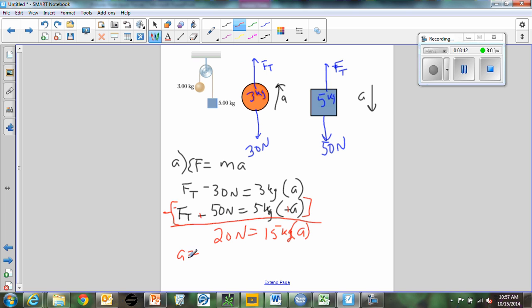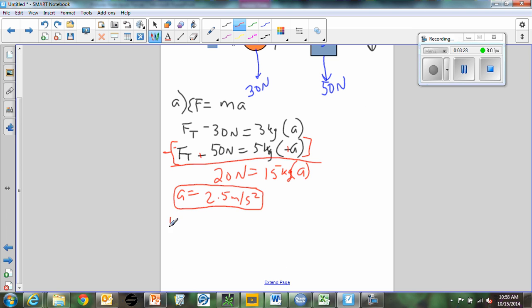Divide both sides by 15, and you get A equal to 2.5, I do believe. Let me check my answer on that. Yeah, 2.5. Remember, when you check your answers in back of the book, since we're using 10 meters per second squared, you may not get exactly the same answer because they use 9.8.